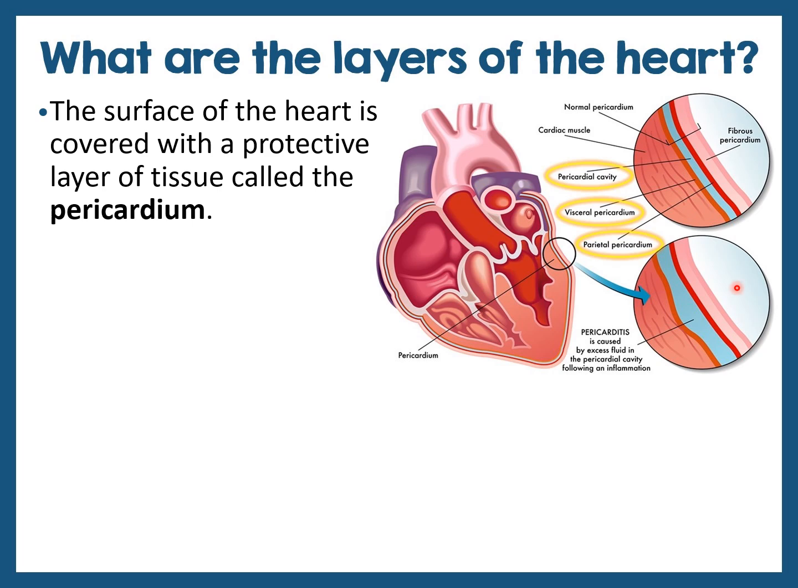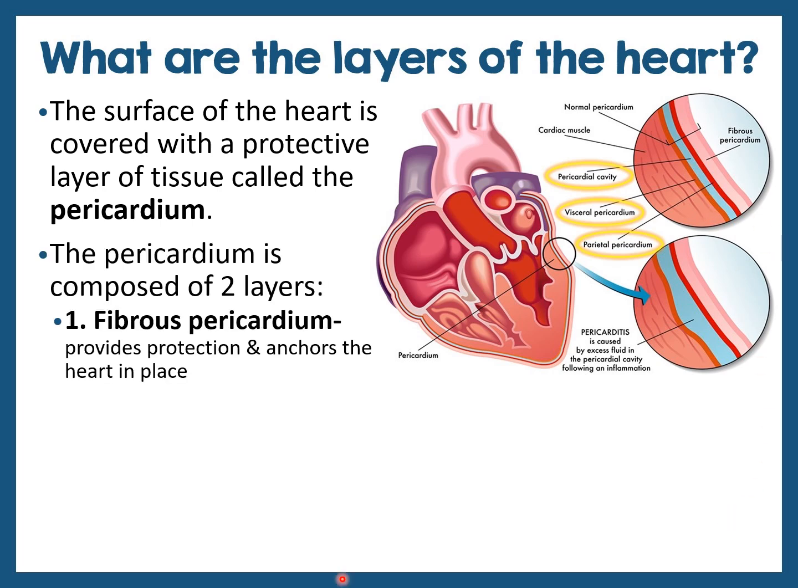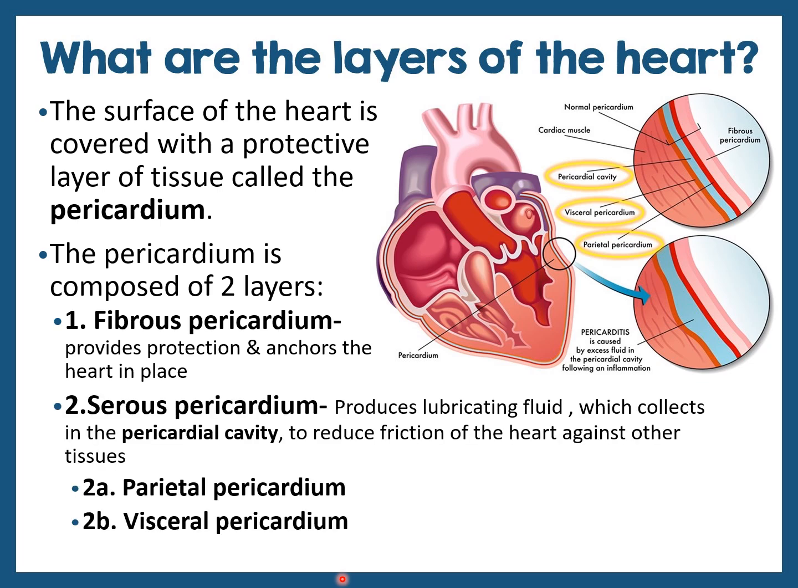So you can see here, if we zoom into this section of the heart, that this is actual cardiac muscle here. And then you have the pericardial cavity that is surrounding that heart. So that is going to have 2 different layers. Those layers are the fibrous pericardium and the serous pericardium.